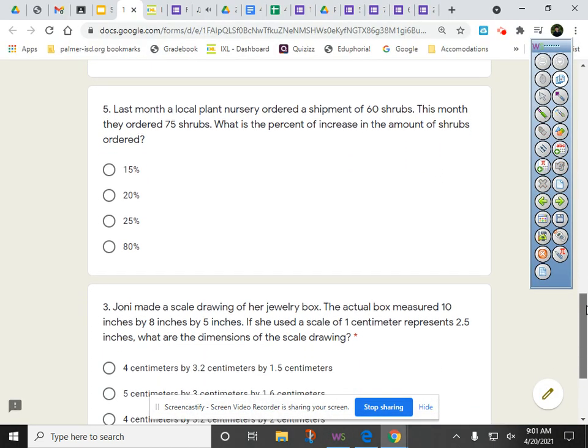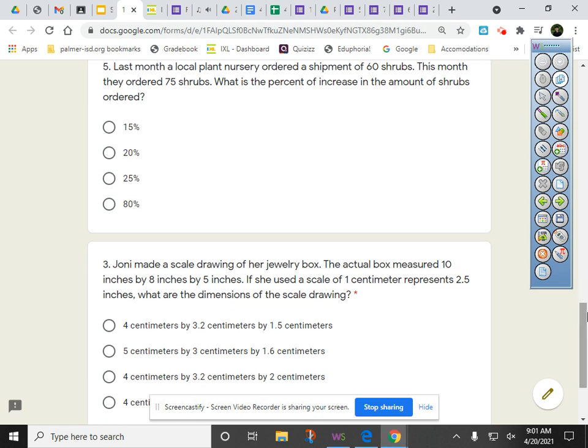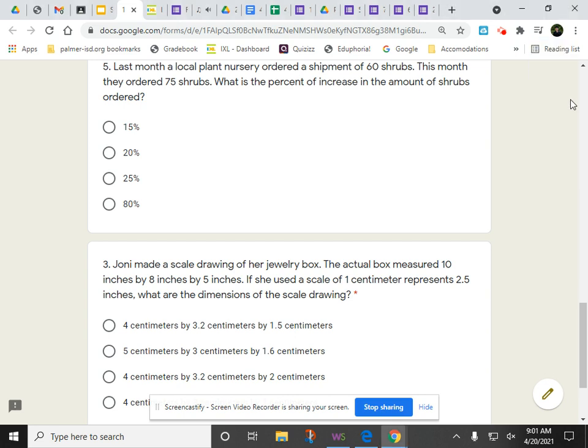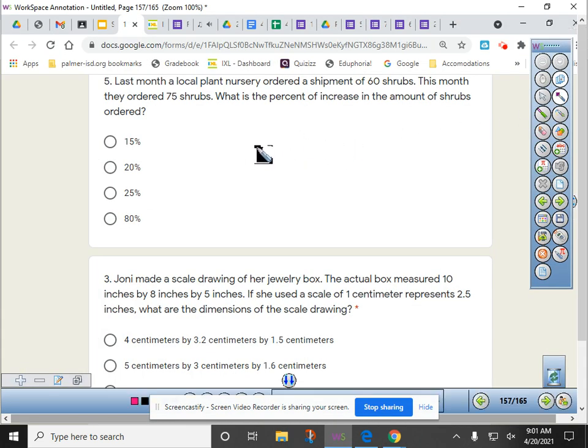Number 5. Last month, the local plant nursery ordered a shipment of 60 shrubs. This month, they ordered 75 shrubs. What is the percent of increase in the amount of shrubs ordered? What do you write? Proportion. How many of you already have a proportion written before I told you to? Why do the rest of you not? What do you do when you see a percent sign? Proportion. Or you see the word percent when you read it. And you put 100 here.